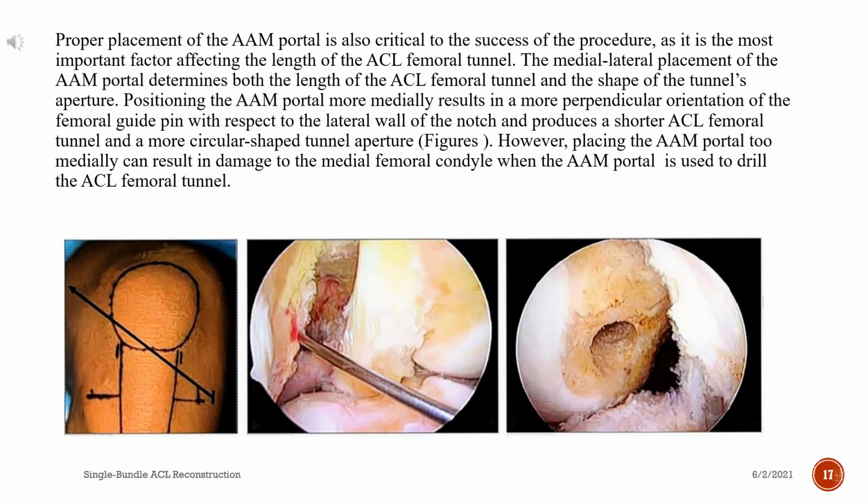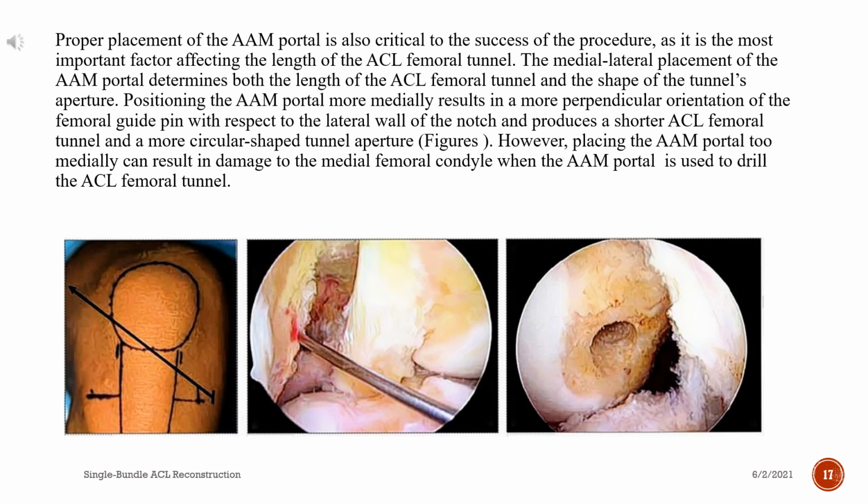Proper placement of the AAM portal is also critical to the success of the procedure, as it is the most important factor affecting the length of the ACL femoral tunnel. The medial-lateral placement of the AAM portal determines both the length of the ACL femoral tunnel and the shape of the tunnel's aperture.